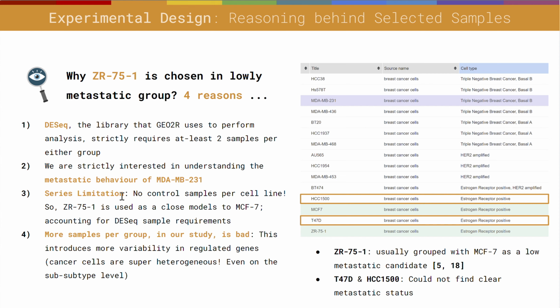So basically, the series is limited in that I don't have replicates for MDA. I have other cell lines, but then we would just be looking at all others versus all others. I just wanted to look at this one specifically, as I said before. And that's why more samples per group in our study is bad. That's why I stated that here, because then I'm deviating from this specificity.